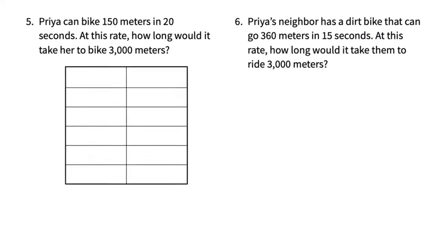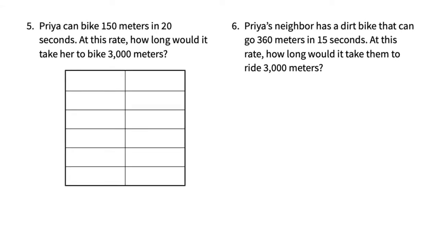Priya can bike 150 meters in 20 seconds. So let's fill that in. So we've got meters in seconds, and our original rate that we have been given is 150 meters in 20 seconds. And then it says at this rate, how long would it take her to ride 3,000 meters?